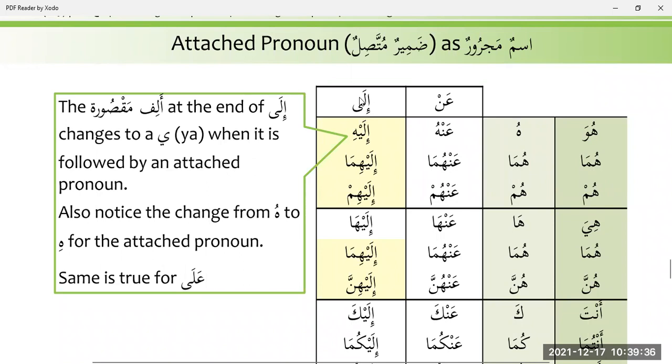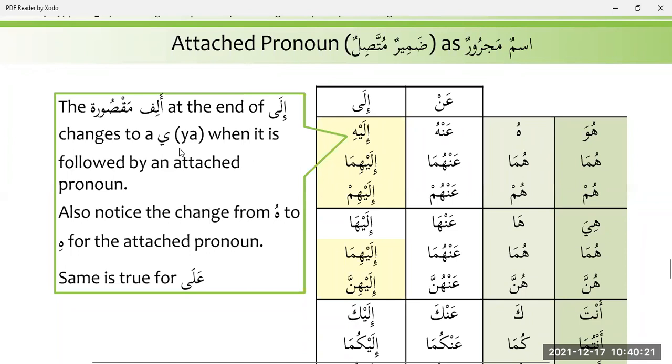But when we use ila, the ending of ila is what we call alif maksura. This is not ya. The ending of ila is alif maksura. We don't pronounce it ya. If it is a ya without the dots, we pronounce it alif. So it is ila. What we do when we use a preposition with ila, alif maksura, is change it into ya. We give it dots here. There were no dots in ila. We give it dots, and now it is not alif maksura.